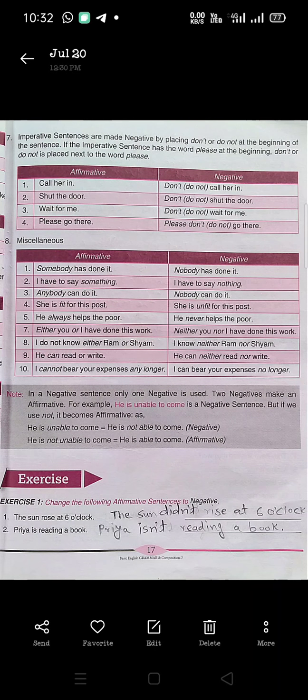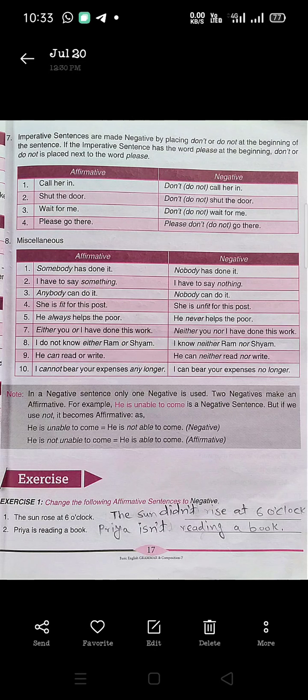Now, how to change imperative sentences into negative sentence. Imperative sentences means some order or some command is given in those sentences. Some examples are here. Call her in. This is the imperative sentence. So what we will do, we use don't at the beginning of the sentence.